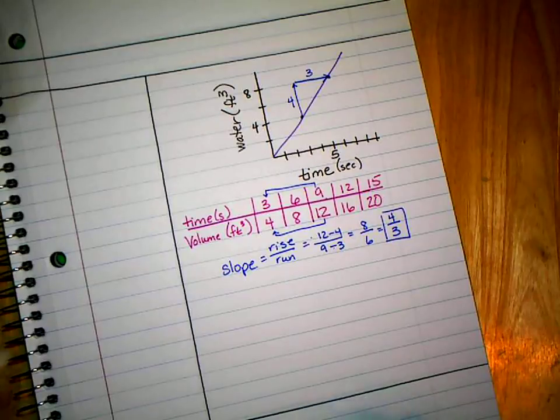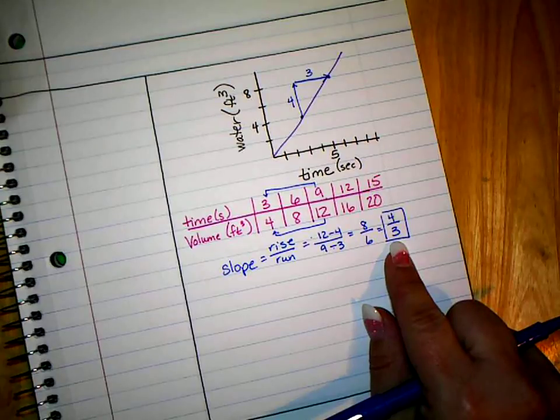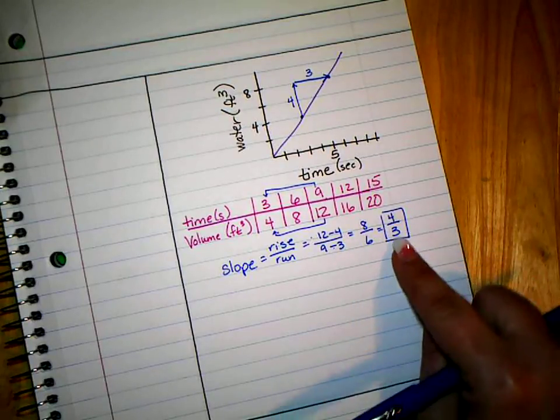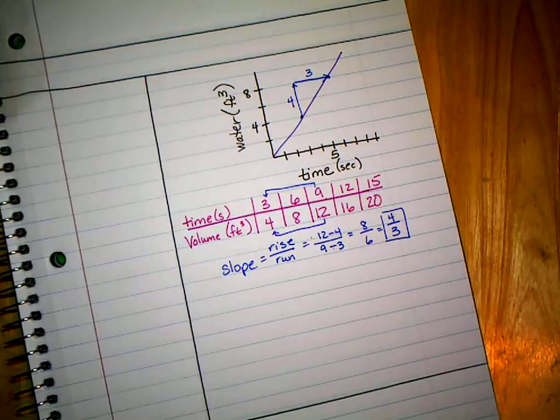So I found my graph, and I've also found my slope, but I want my unit rate. And really and truly, 4/3 is not a unit rate. But this won't reduce any closer to a 1, so we will accept that as a unit rate. For every 3 seconds, that being our 1 unit of time, we get 4 cubic feet of water over the dam.